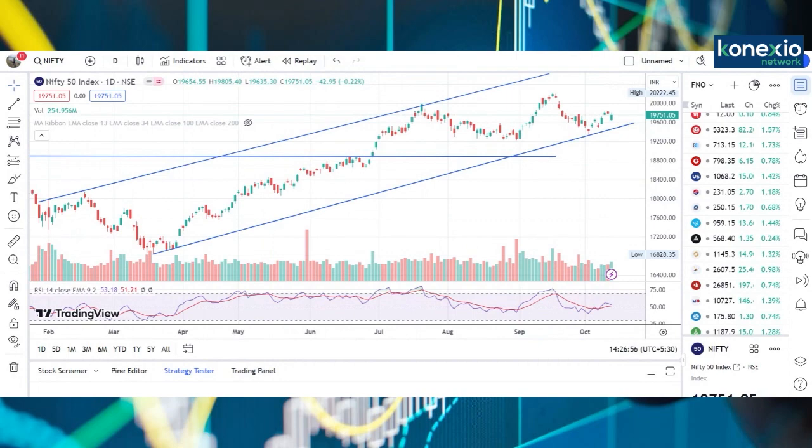Now let us discuss the important support and resistance levels in Nifty for the next week. The first support in the Nifty is placed at 19,635. Below that, the second support is placed at 19,480, and below that, the third support is placed at 19,333. These are the crucial supports.